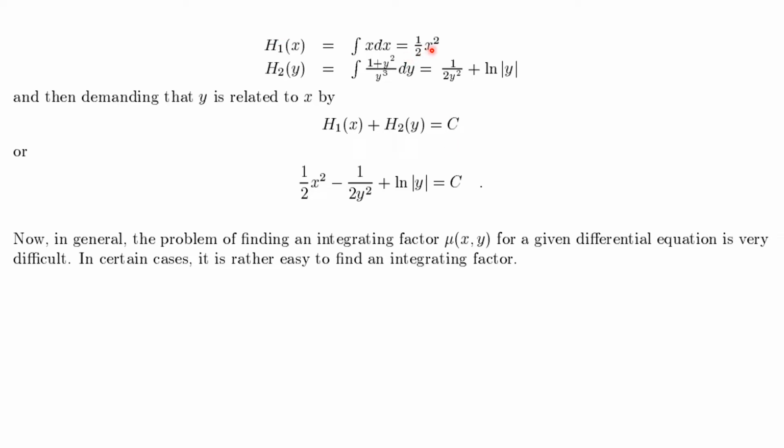So we add 1/2 x squared and minus 1 over 2 y squared plus ln y. And the reason this is minus is because you had to move this to the other side, plus ln y, and this is equal to the constant. So you see, we have solved this by introducing an integrating factor.